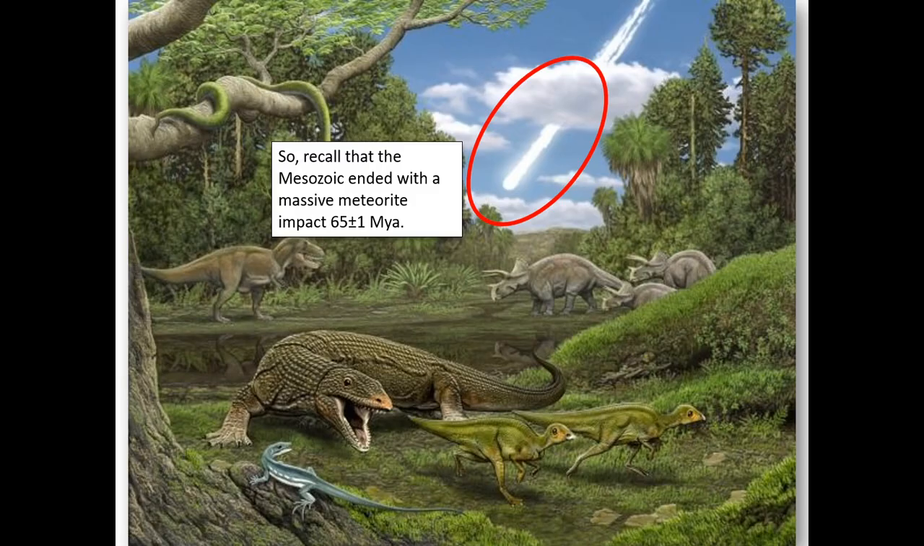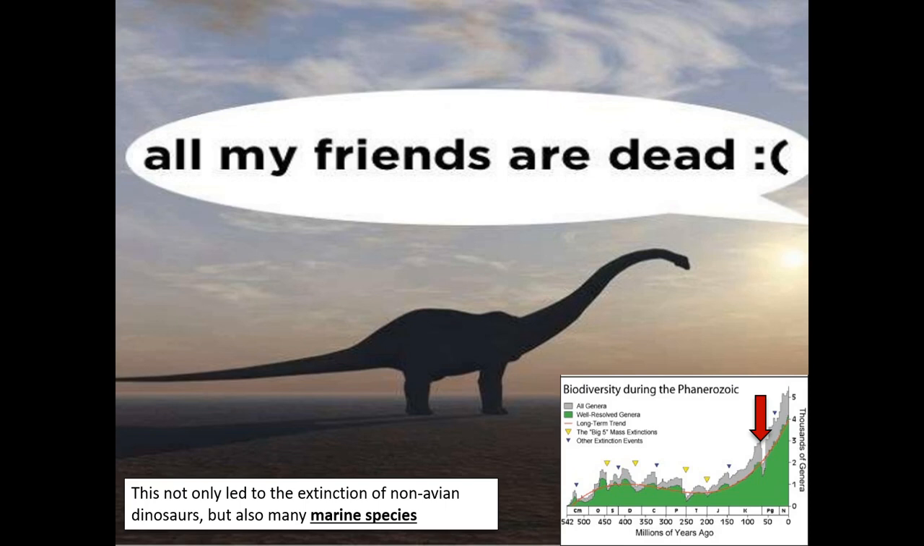Recall that the Mesozoic ended with a massive meteorite impact 65 million years ago, which ended the era of the dinosaurs. It also brought massive changes to life in the oceans. This led to the extinction of non-avian dinosaurs, and not just non-avian dinosaurs, but a lot of marine species as well.